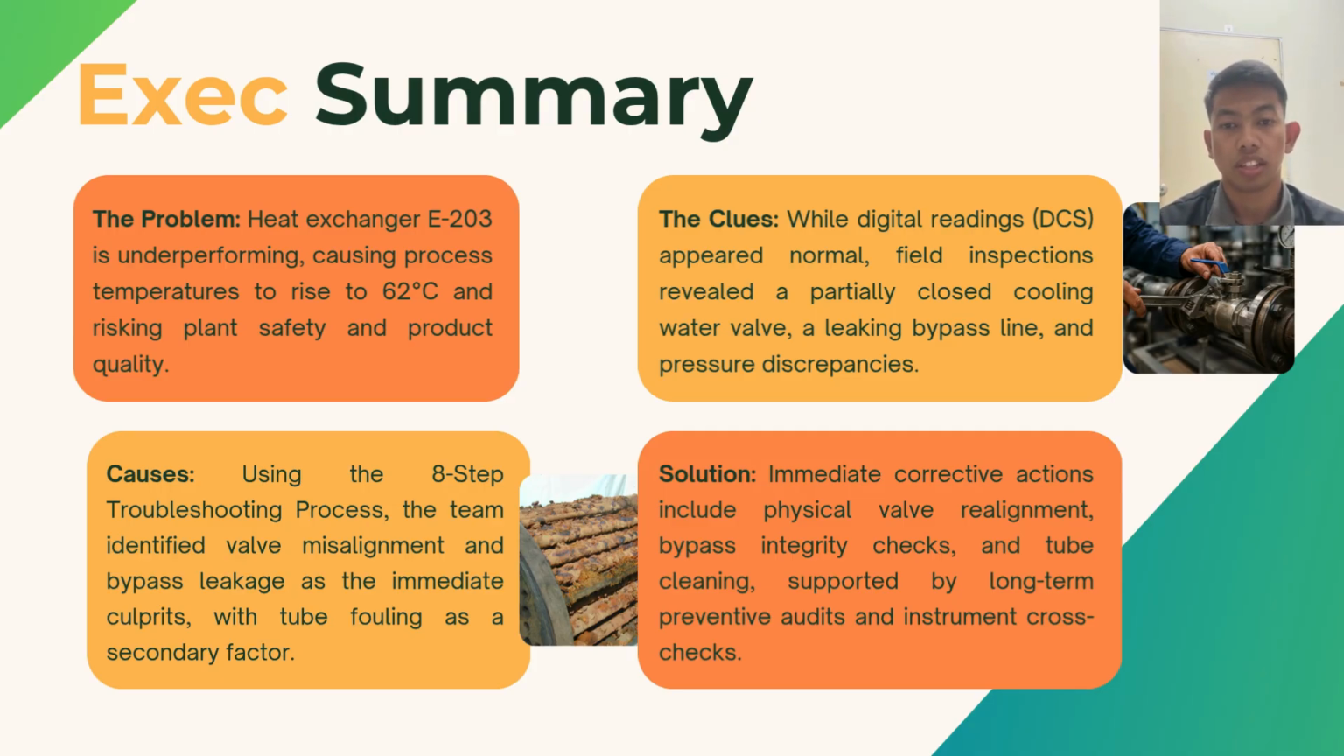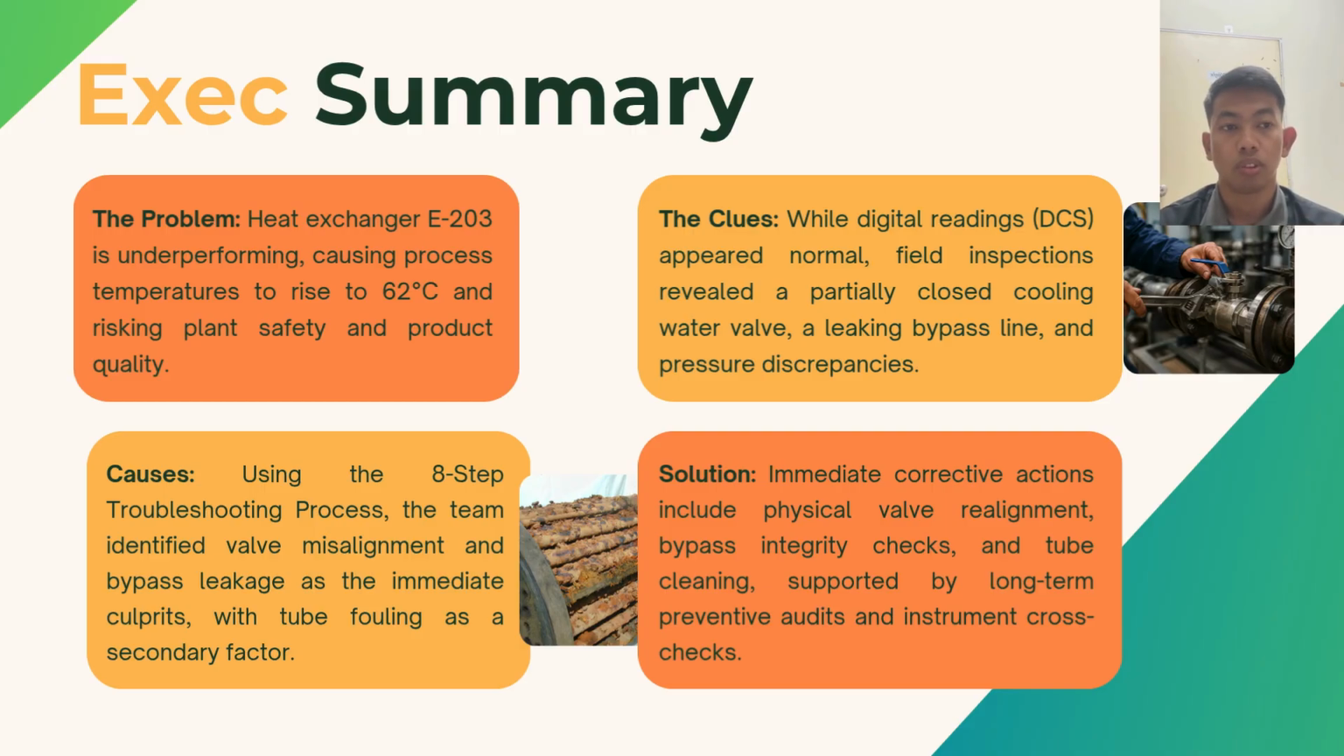Heat exchanger E203 is underperforming, causing process temperature to rise to 62 degrees Celsius and risking plant safety and product quality. For the causes, using the 8-step troubleshooting process, the team identified valve misalignment and bypass leakage as the immediate culprits, with tube fouling as a secondary factor.